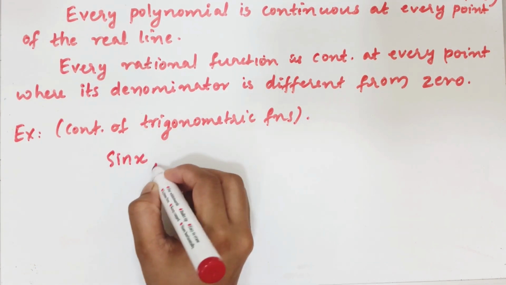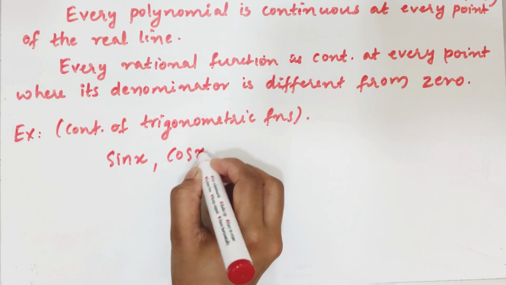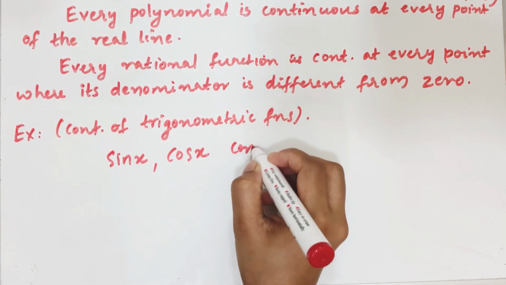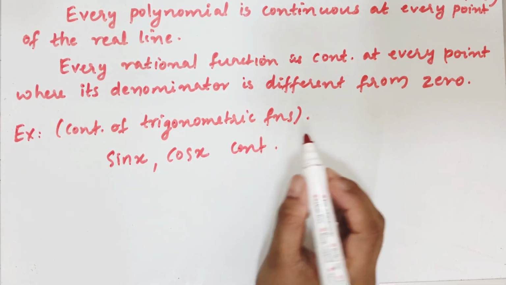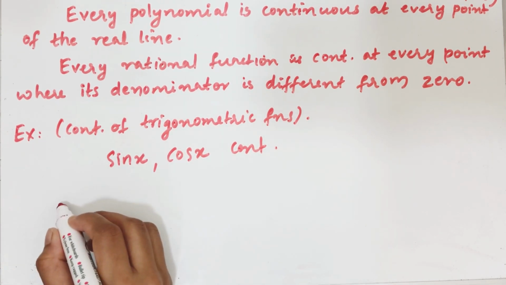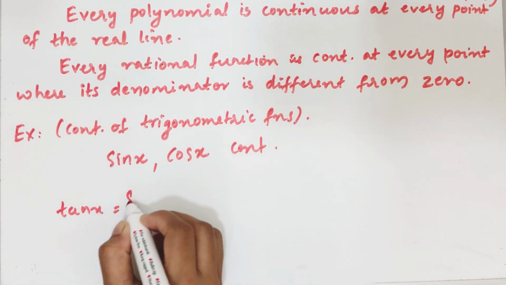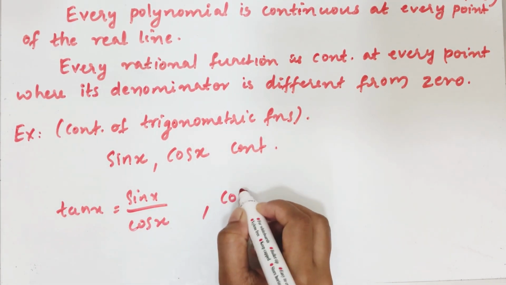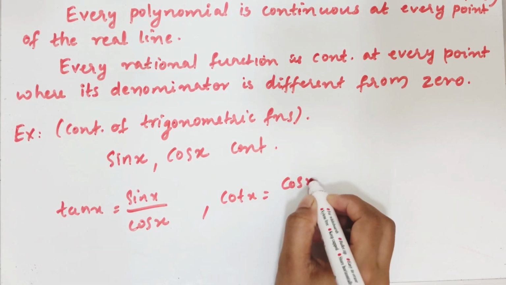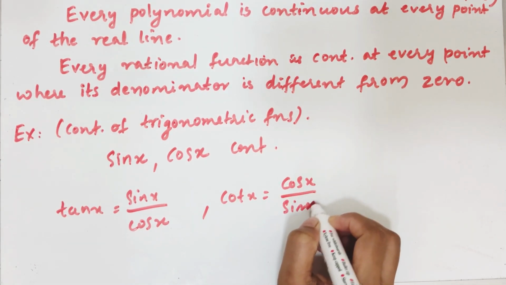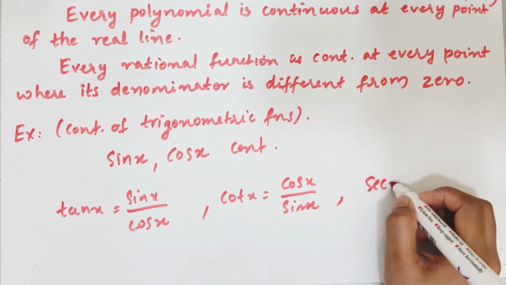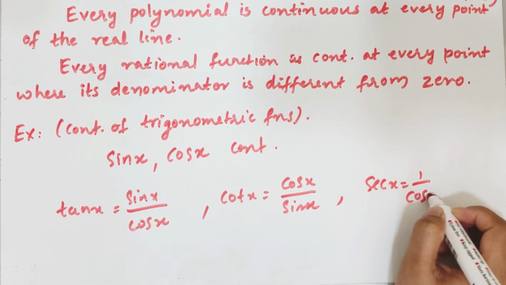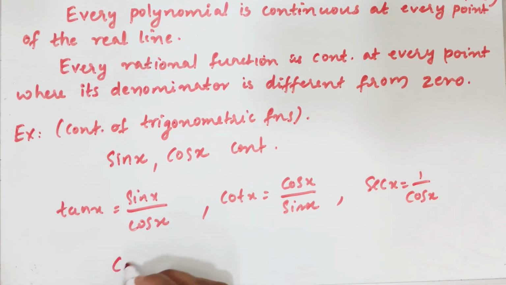f of x is equal to sin x, and g of x is equal to cos x, are always continuous at every value of x. Therefore, their quotients will be continuous. That is, tan x is equal to sin x by cos x, cot x is equal to cos x by sin x, sec x is equal to 1 by cos x, and cosec x is equal to 1 by sin x are also continuous.